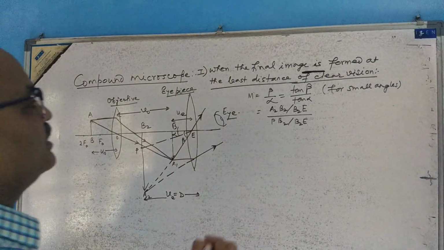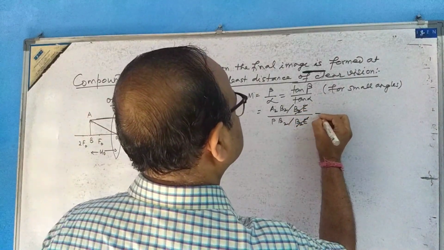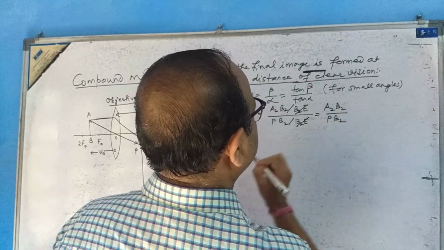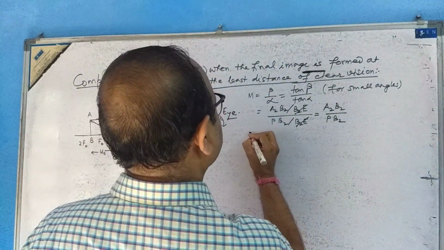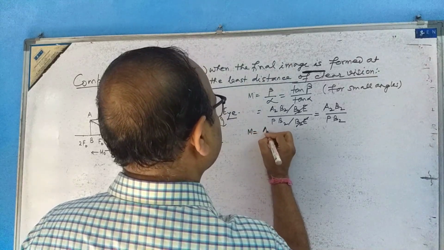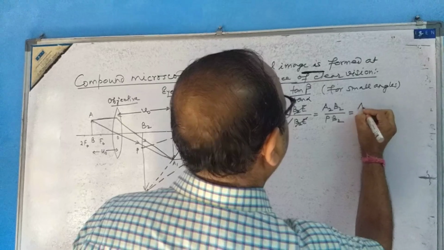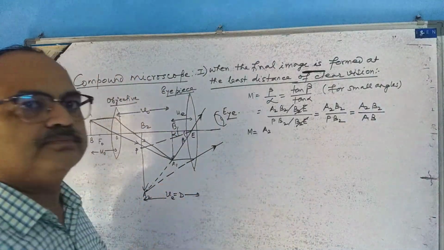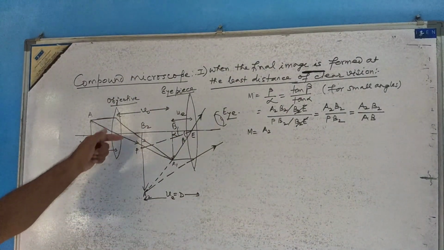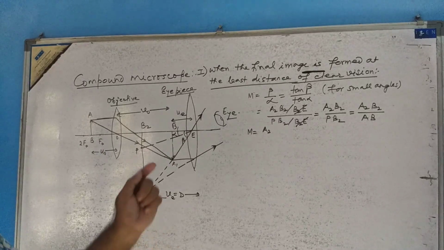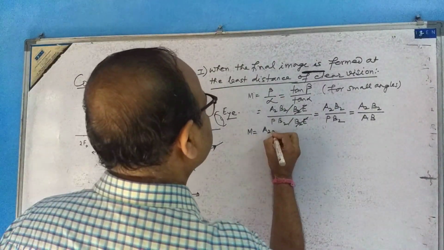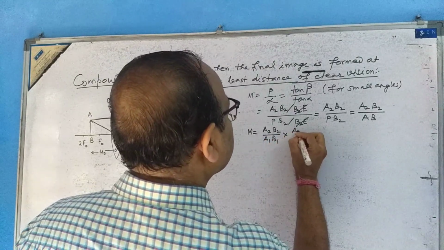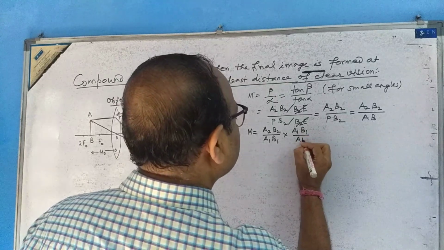Then B2E cancels. We are getting A2B2 divided by PB2, and PB2 we have already taken as intercept. M is equal to A2B2 divided by AB first. PB2 is equal to AB, it has been written like this. Now I write A2B2 divided by A1B1 into A1B1 divided by AB.